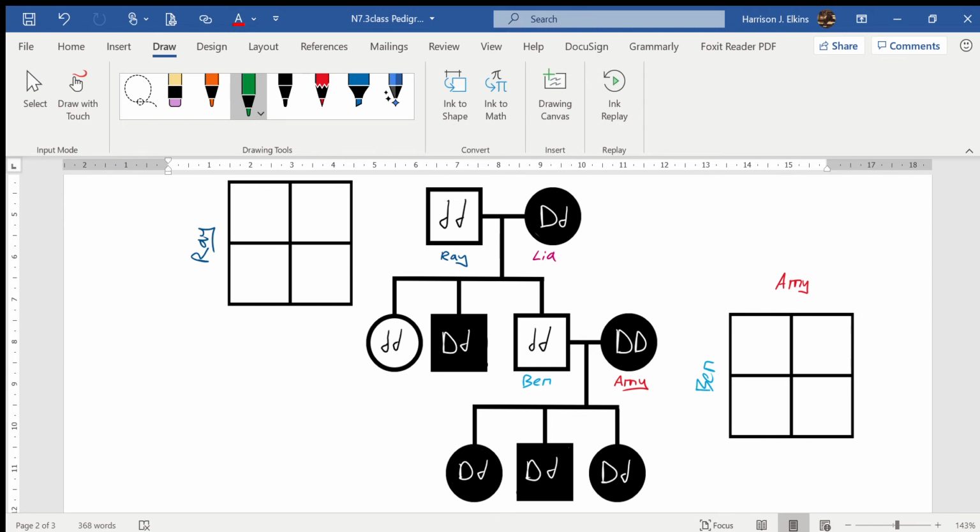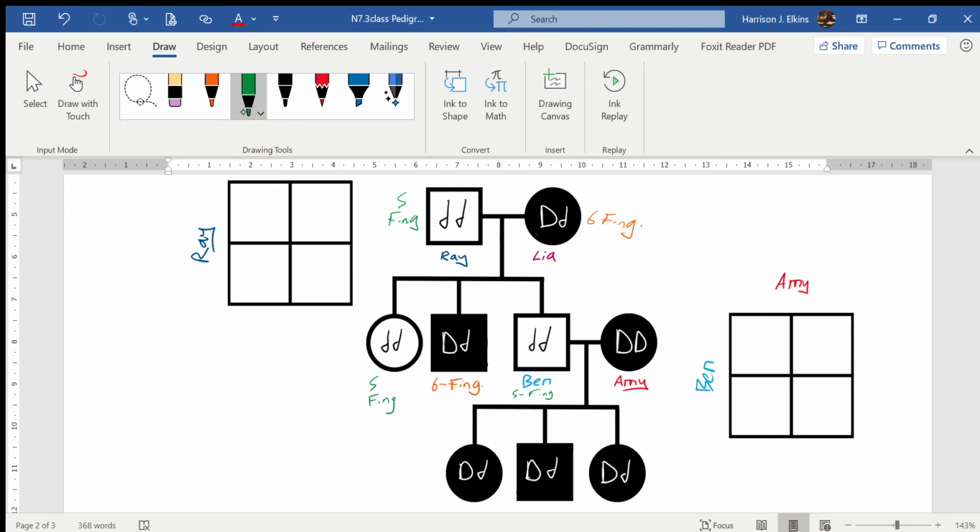Okay, so here, let's label this as 6 fingers. And this person has 6 fingers. But this person, Ray, he has 5 fingers. And their daughter has 5 fingers. And Ben has 5 fingers. Alright. Now, some of them had 6 fingers, and then here's what happens.